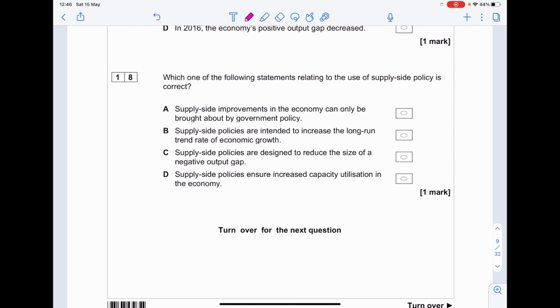So if we have a look at the options, we've got supply side improvements in the economy can only be brought about by government policy. No, because it could be firms spending money, it doesn't have to be government. So supply side policies are intended to increase long run trend rate of economic growth. Yes, that is correct. The whole point is that you shift your long run aggregate supply curve to the right.